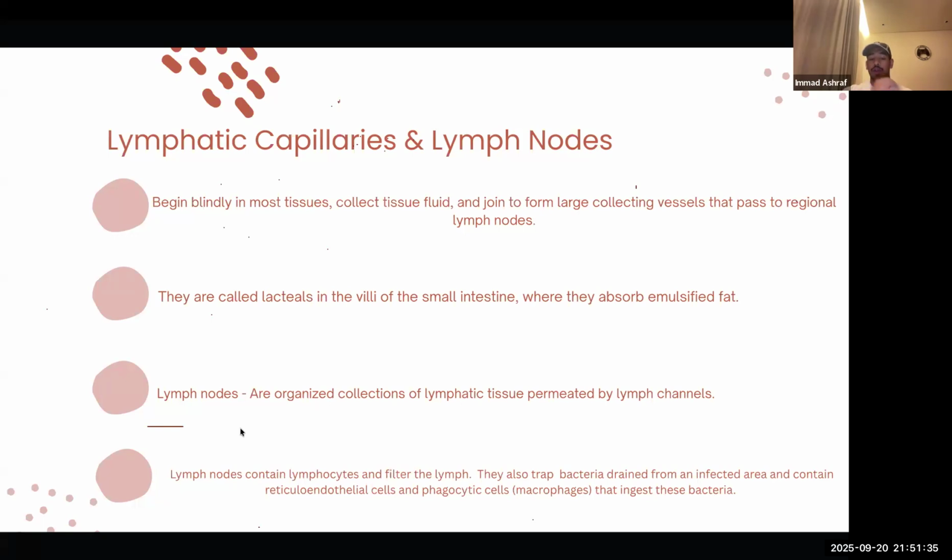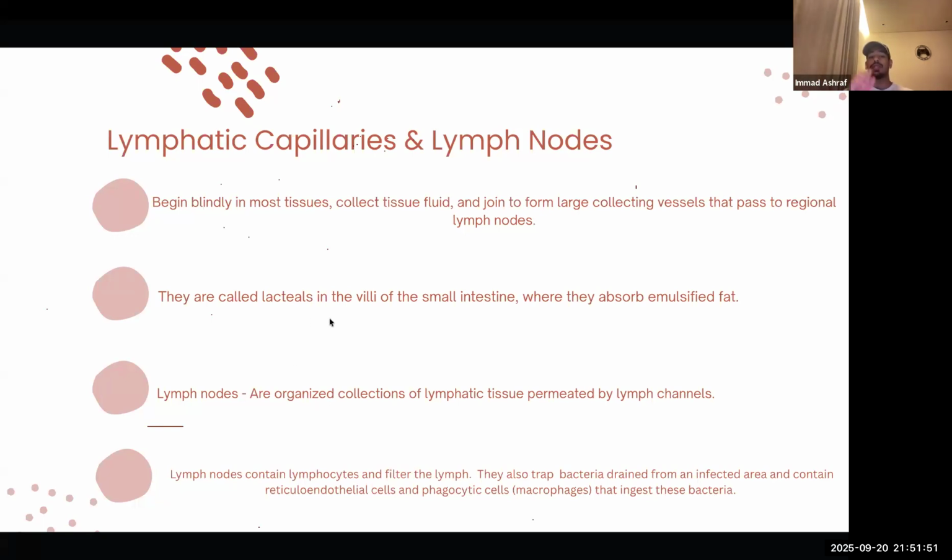And the lymph nodes have reticuloendothelial cells and phagocytic cells such as macrophages. I'm sure you guys have learned this already. The macrophages basically just engulf the bacteria. Reticuloendothelial cells are like support cells that form the structure of the lymph nodes.